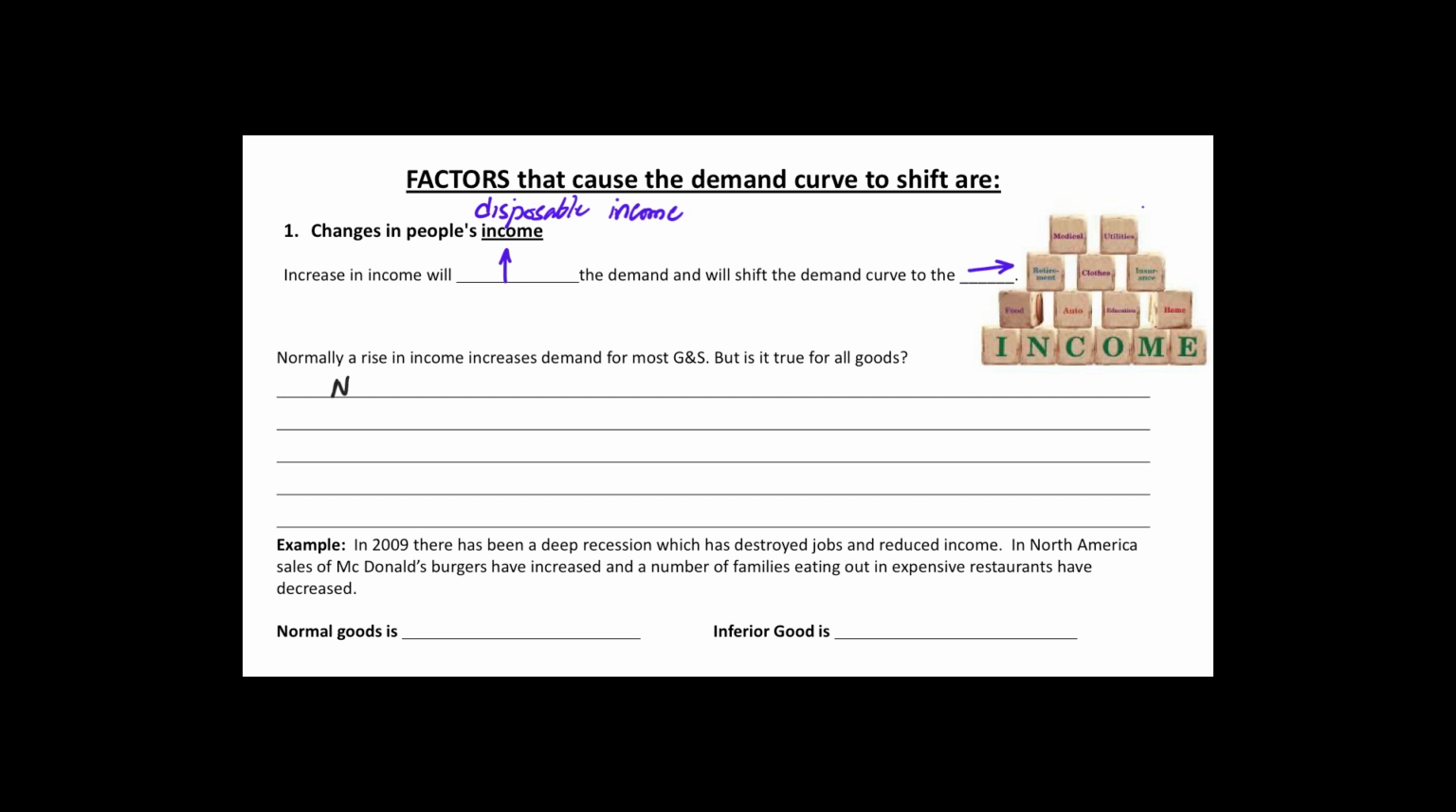One is something called a normal good. One is something called an inferior good. And one is something called the necessities. There are three different types, and income has a different impact on all three of them. So let me explain.